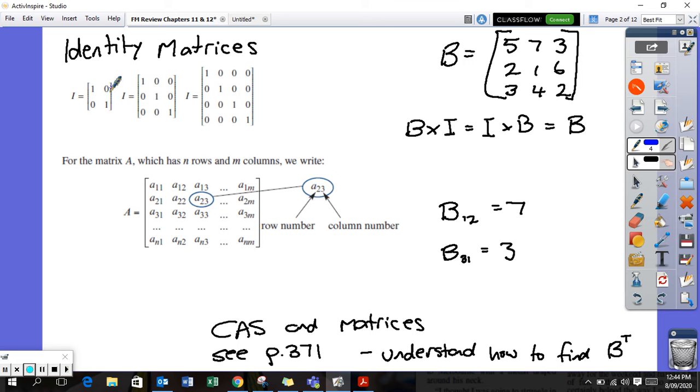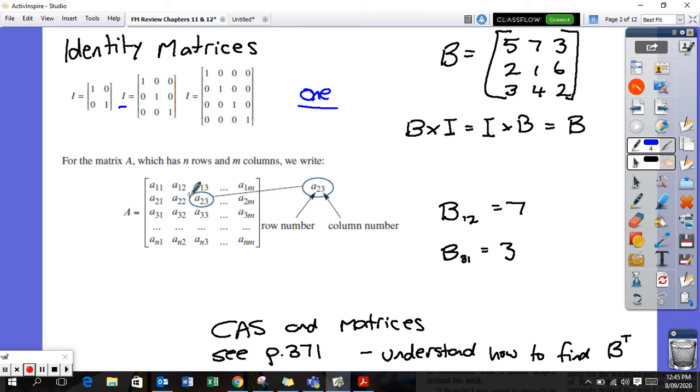So a few little things. Identity matrices are basically like the number 1. They've got ones down the left to right diagonal, zeros everywhere else. Say we've got this matrix B, a 3 by 3 matrix, and we multiply it by a 3 by 3 identity matrix, which is I. Well, B times I is B. I times B is B. Either way, you're going to get the same answer. That's the effect of the identity matrix. It's like multiplying by the number 1.